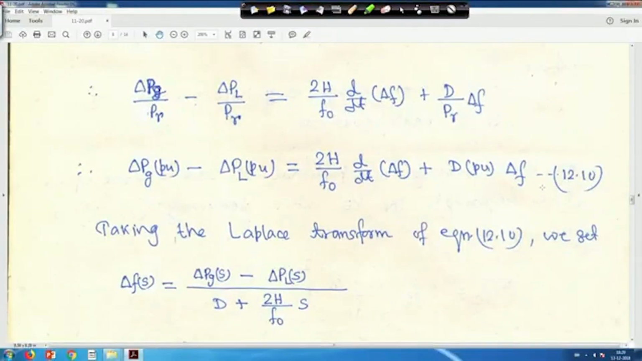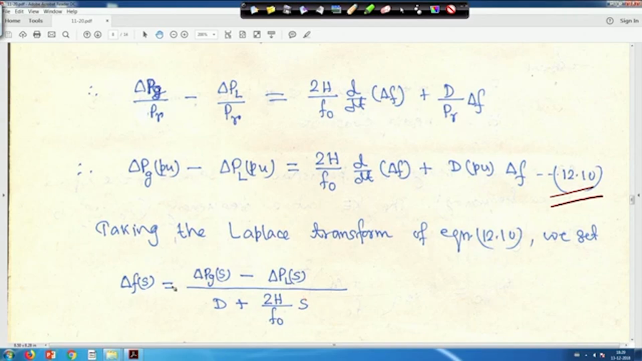Now we are back again. So taking the Laplace transform of equation 10, if you take the Laplace transform and simplify, then you will get delta F(s) is equal to delta Pg(s) minus delta PL(s) divided by D plus 2H upon F0 into s.